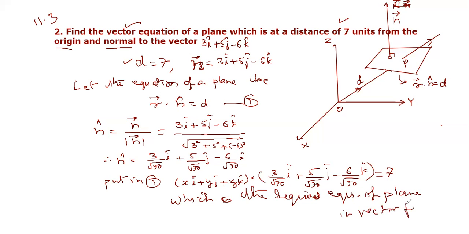If you have to convert into the scalar form, you can find the dot product. It will convert into the Cartesian coordinate system. But here it is in vector form. That's it.